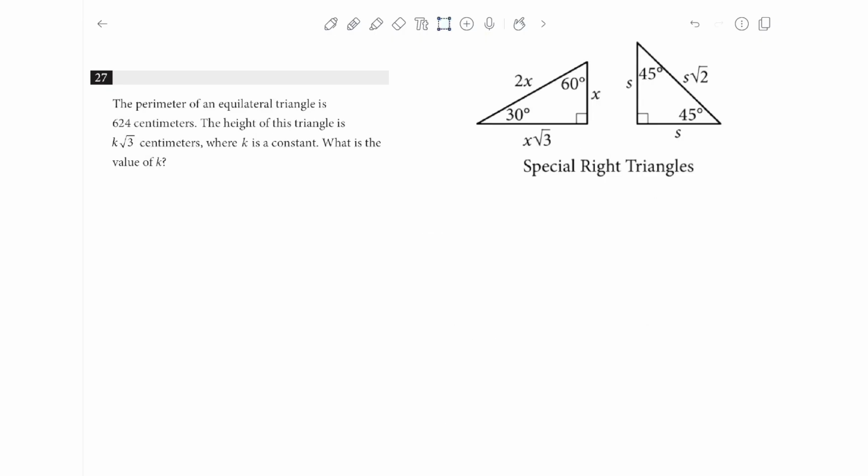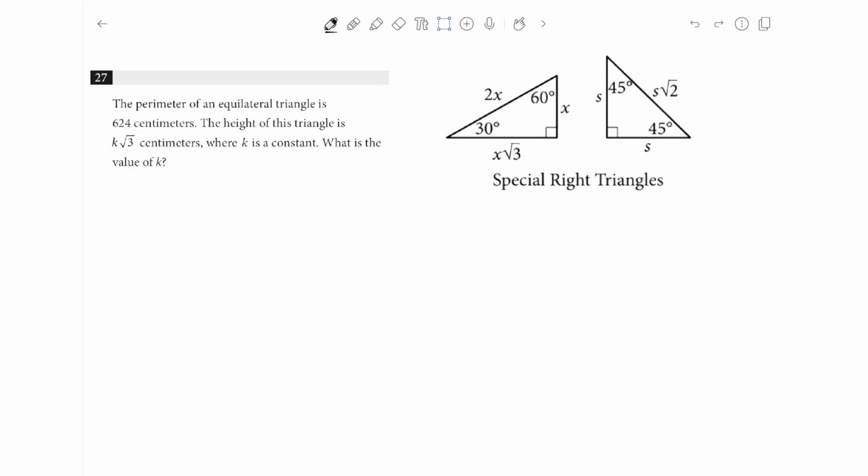So question number 27 is asking, the perimeter of an equilateral triangle is 624 centimeters. The height of this triangle is k times the root of 3 centimeters, where k is a constant. What is the value of k? Okay, so in order to solve this, we're going to need access to this front page where we have our special right triangles. So let's draw this out.